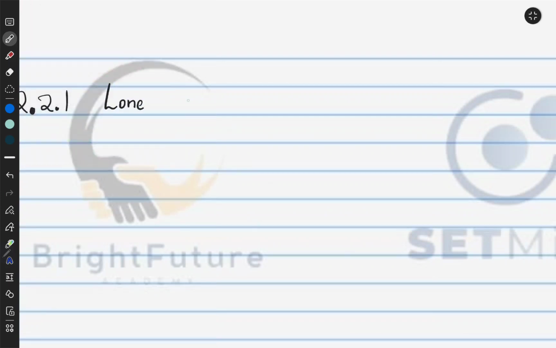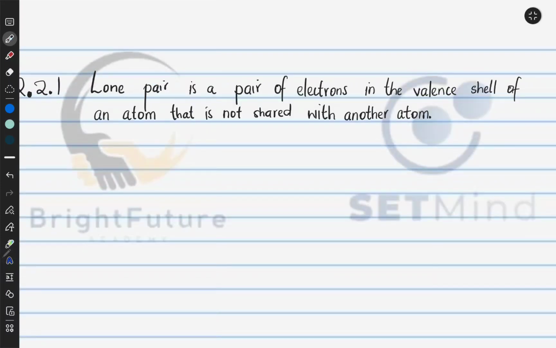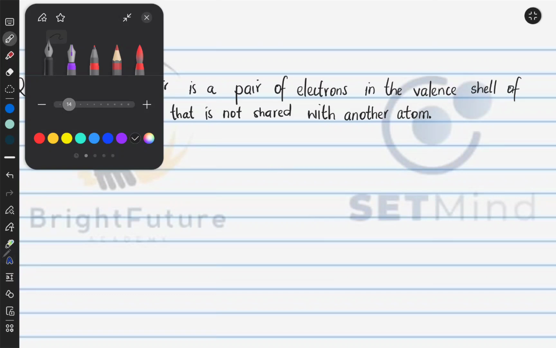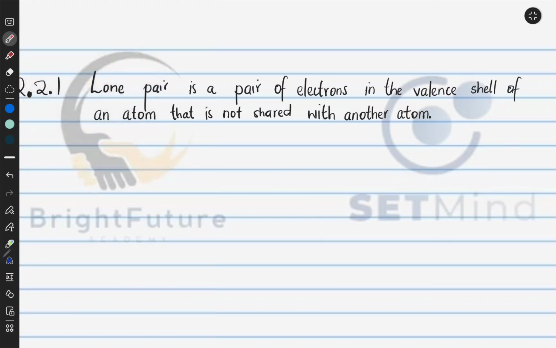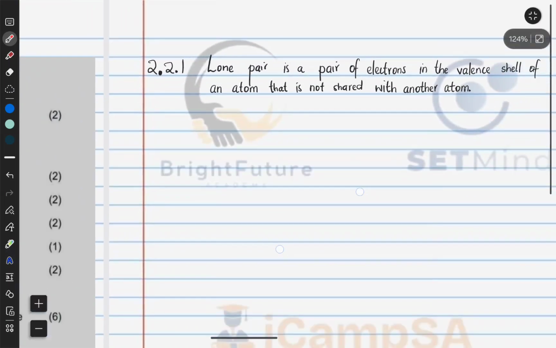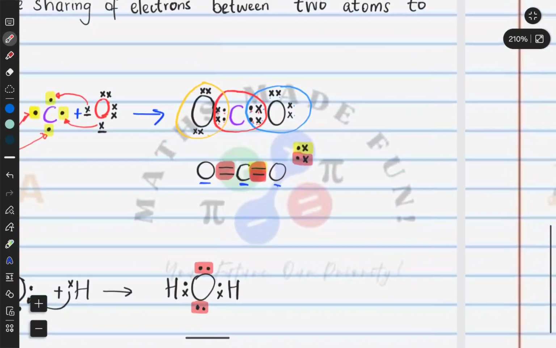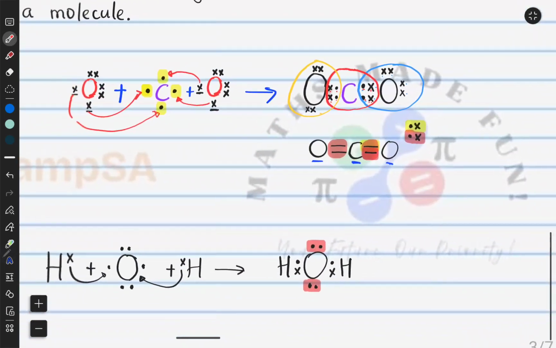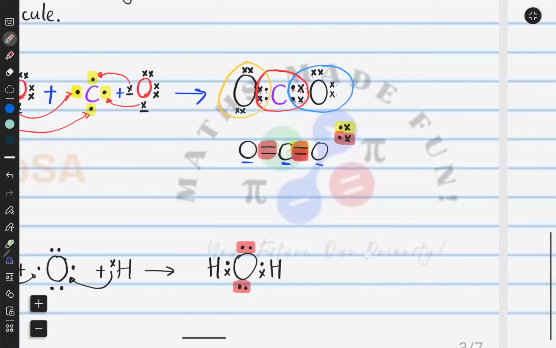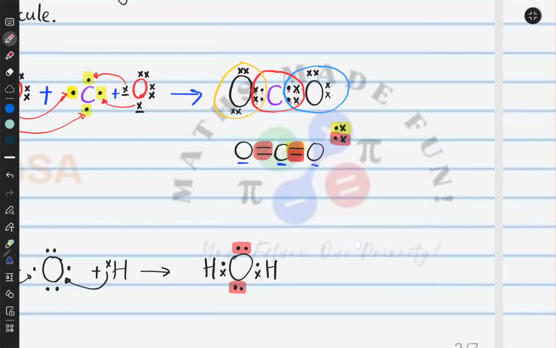Lone pair. All right, so that's what it is. A lone pair is just a pair of electrons in the valence shell of an atom, and usually those electrons are not shared with another atom. So what I've been saying about the oxygen, you see they remain where they are, untouched, because they can't be shared with the other atom or atoms that oxygen is bonding to. Could be oxygen, it could be any other atom.